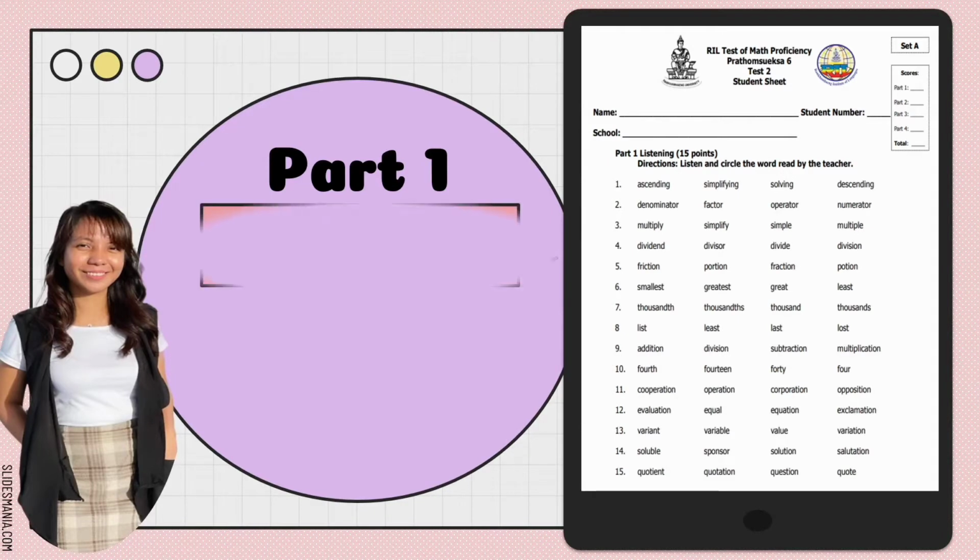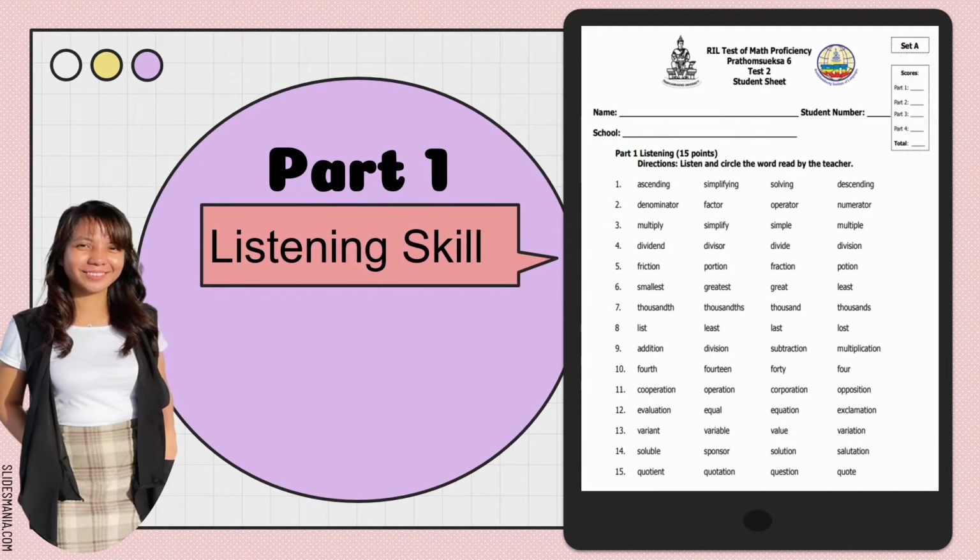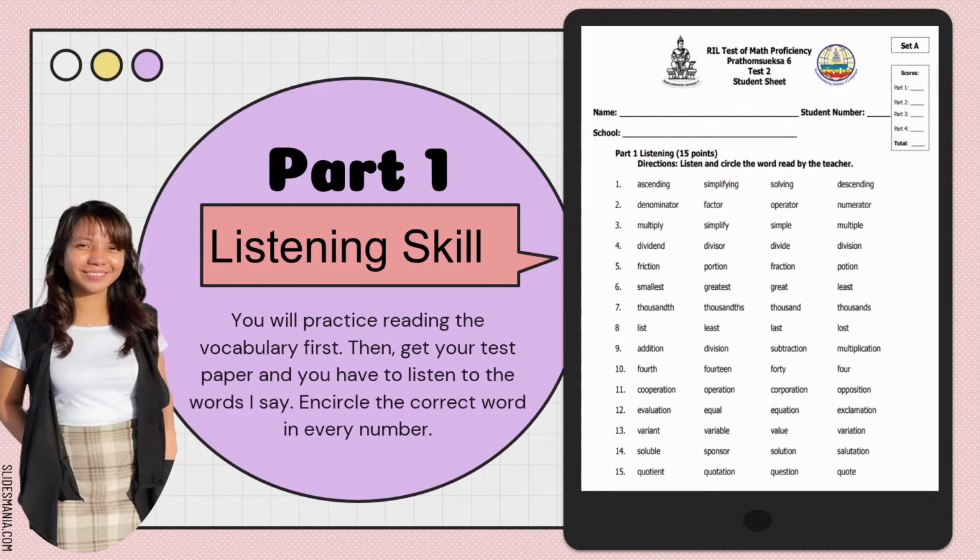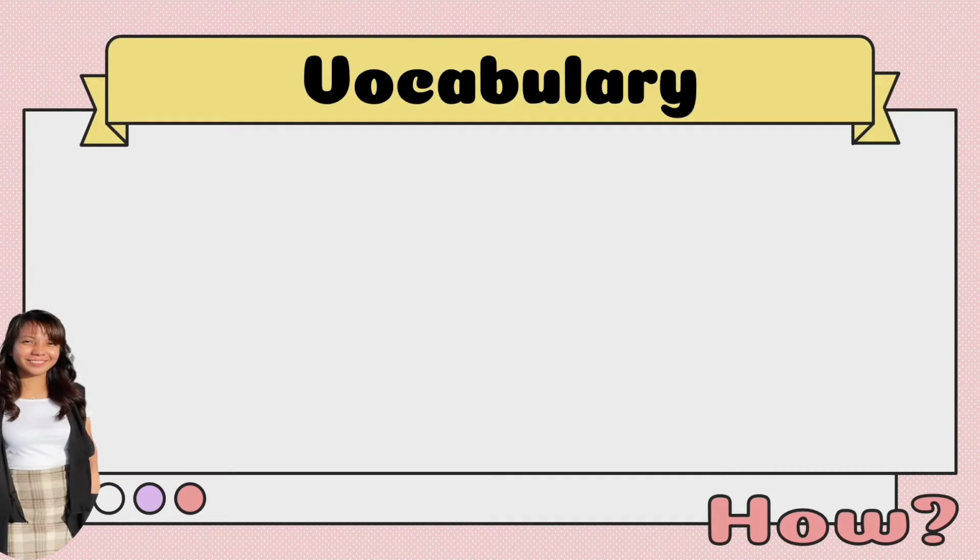For part 1, which is the first page in your test paper, again, it's about listening skill, and you will practice reading the vocabulary first, then get your test paper. Make sure the test paper is with you while you're watching this video, and you have to listen to the words I say, okay? Encircle the correct word in every number. Again, encircle the correct word in every number. So let's practice reading first.